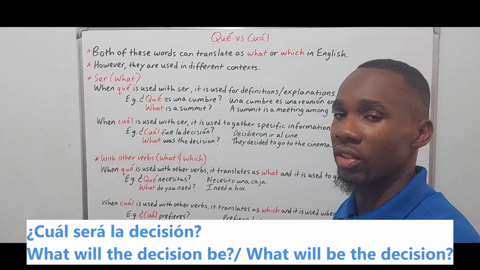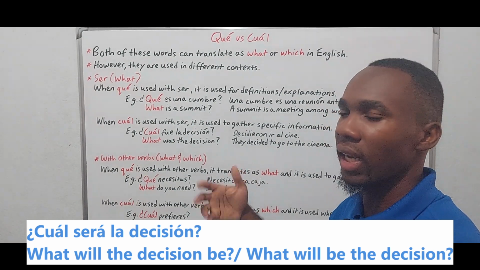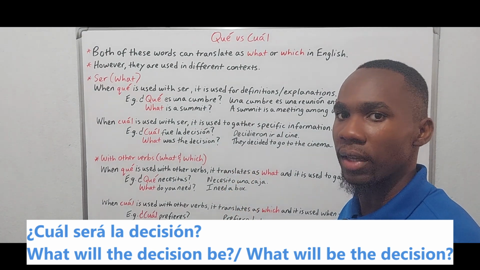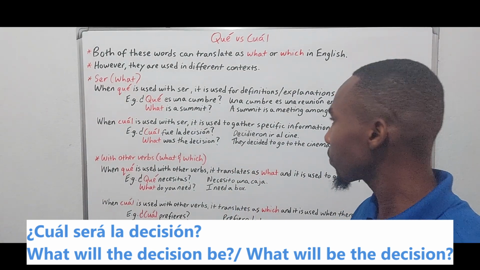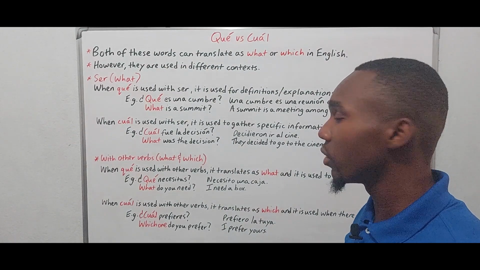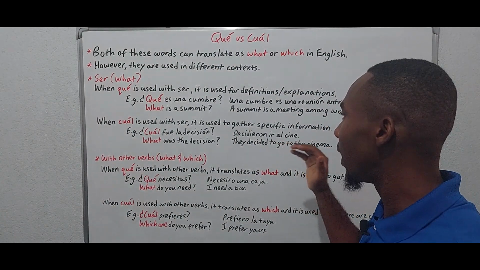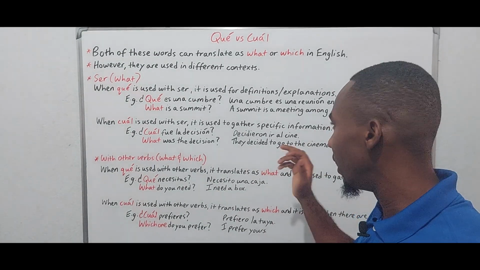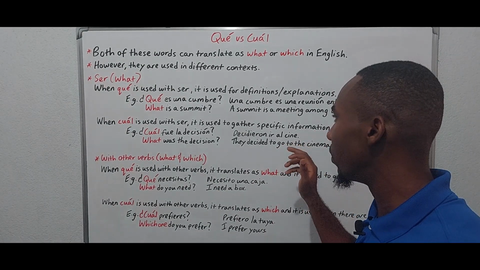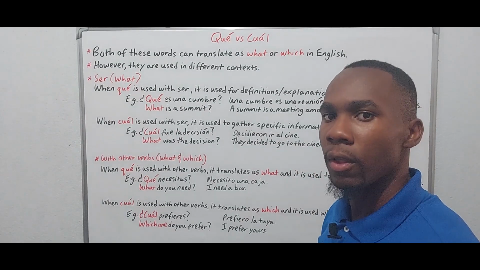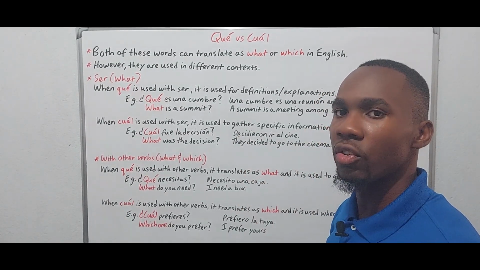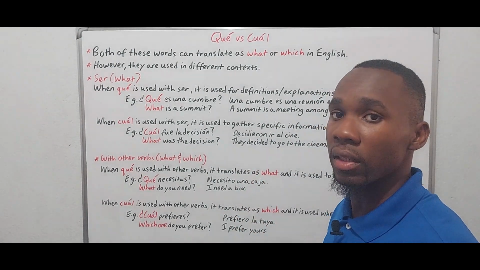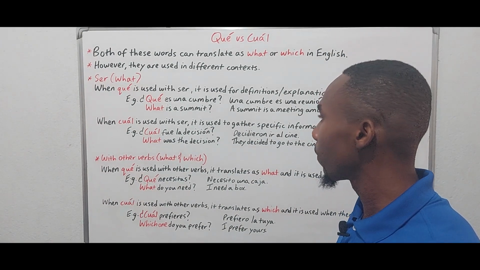What will the decision be? Or we could change it. What will be the decision? But yeah, ¿cuál será la decisión? What will the decision be? Yeah, that sounds better, of course. And I gave a sample response. Decidieron ir al cine. They decided to go to the cinema. Decidieron ir al cine. Okay? So, of course, I chose to omit the subject because let's assume that it is already understood by context.